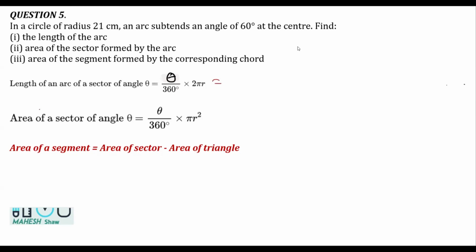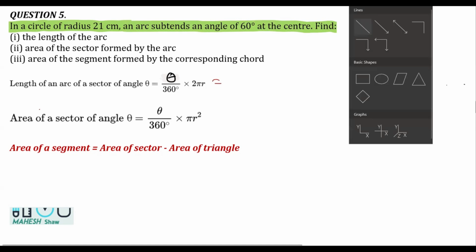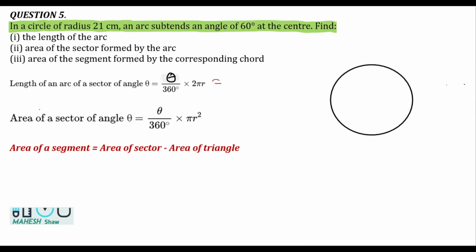In question number 5, it says in a circle of radius 21 centimeter, an arc subtends an angle of 60° at the center. So what I'm doing, let's say I draw a circle, and I'm going to take its center as this and make an arc here so as to make a sector. This is the arc which is subtending an angle of 60° at the center. Let's say I take this sector as OAB, so this angle is going to be 60° here.